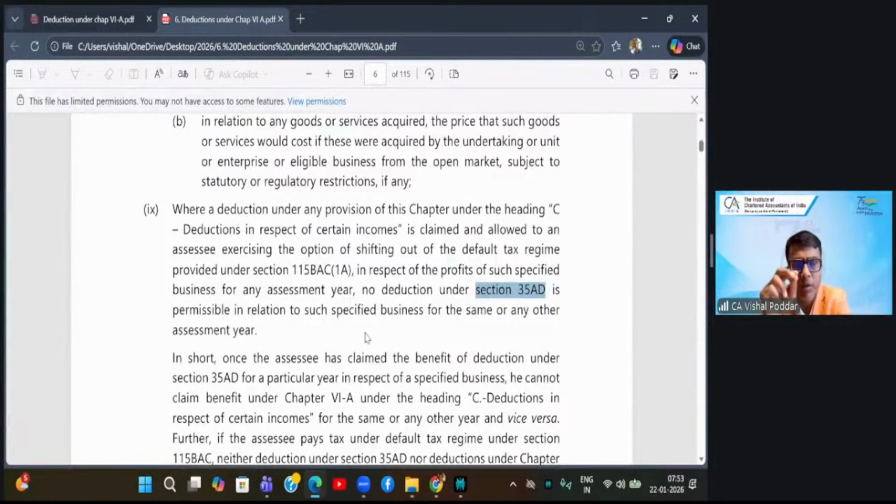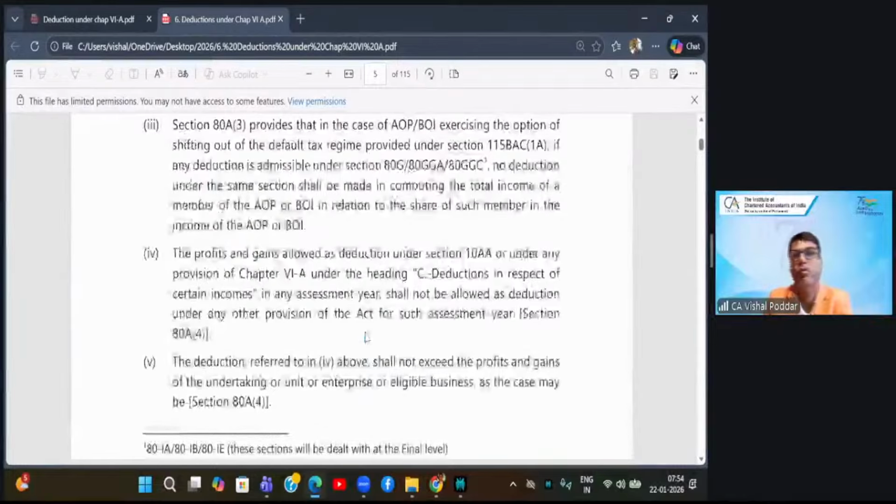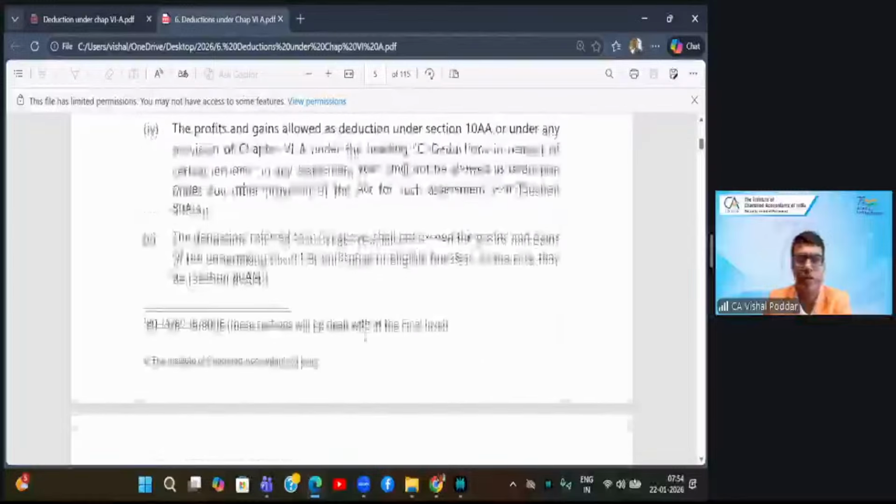If the business you are starting has a parallel reference in some other section, like in the above point, it is section 10AA, SEZ, or in this point 35AD. So your business is covered in chapter 6A heading C also, plus covered in 10AA, or plus covered in 35AD. You can claim deduction only under one section. So same condition number 9, same as condition number 4. Similar points, only the sections are different.